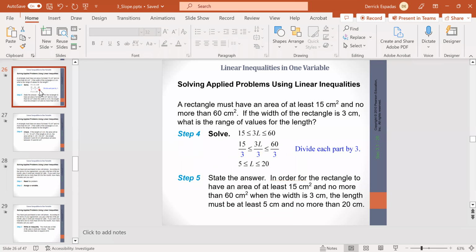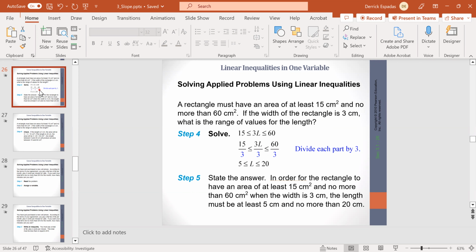All right, so we have it set up. Let's do the math, which is, believe it or not, the easy part. So we have that L in the middle. We want to isolate it. So it's 3L, which means we can divide by 3 because it's the opposite of multiplication. So we're going to divide each section by 3.